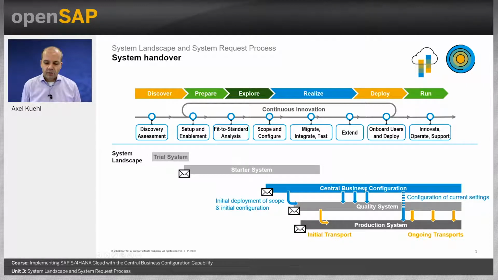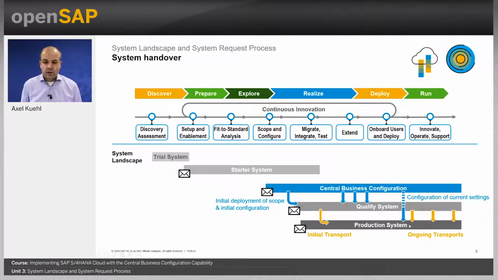If you are fine with the business processes configured in central business configuration and tested in the quality system, then for sure, again guided by the project experience, you can request a productive system. The handover of the productive system follows the same way as before. So again, handover mails will be sent to you with the initial user and with your login credentials.